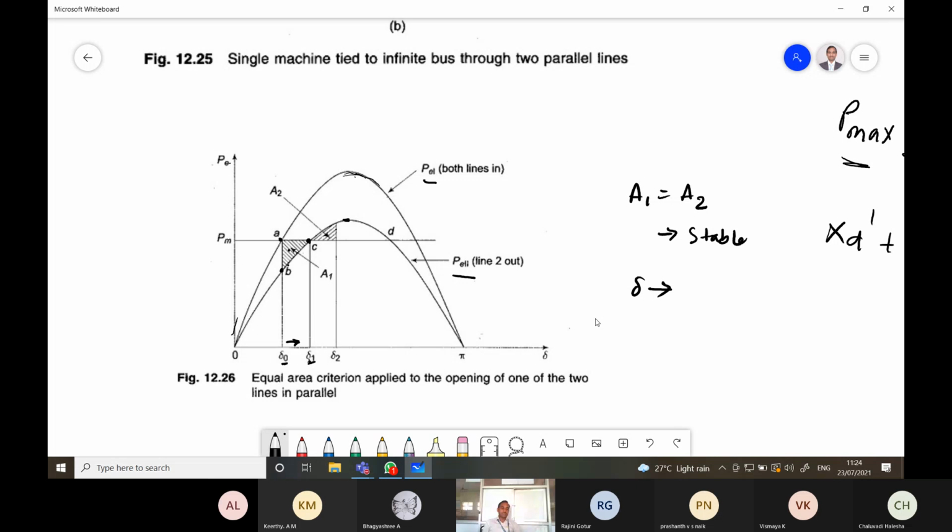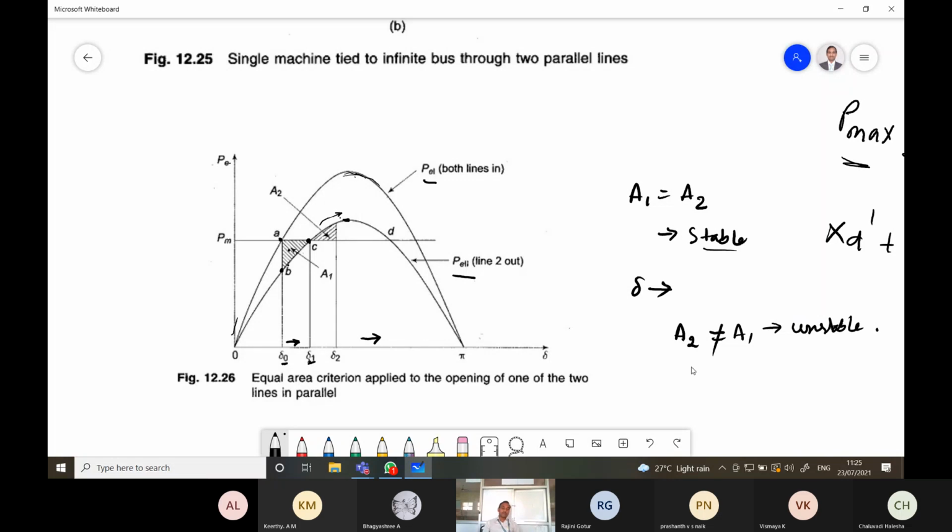If the steady load increases further, such that the line representing PM is shifted upward, a limit is finally reached beyond the decelerating area. Suppose A2 is equal to A1, it will become stable. If A2 does not equal A1, it will lead to an unstable position.